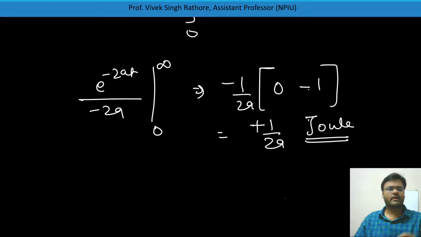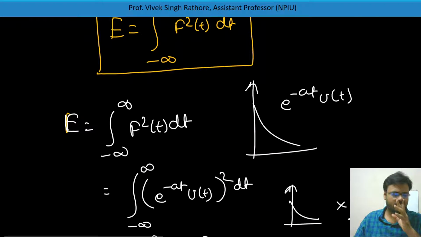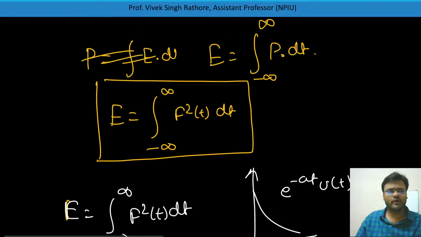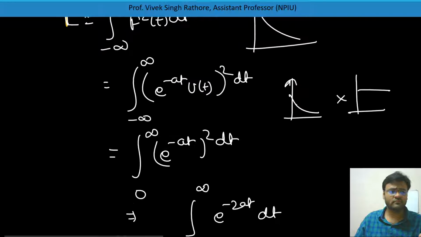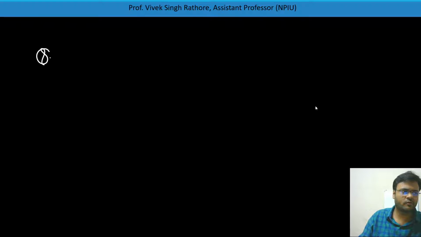So now what you understood is, you have been given one signal, that is e to the power minus at u(t), and you have calculated its energy. First you have calculated energy and you got some energy. That means this signal is having some finite energy in it. So energy is finite, so you can understand this signal is an energy signal. Okay, fine. Next I will ask you one more question.